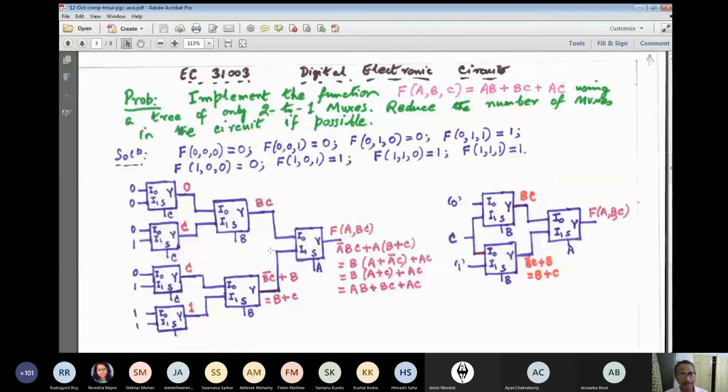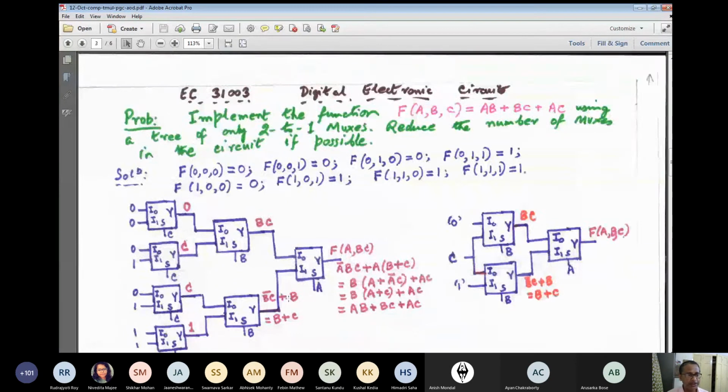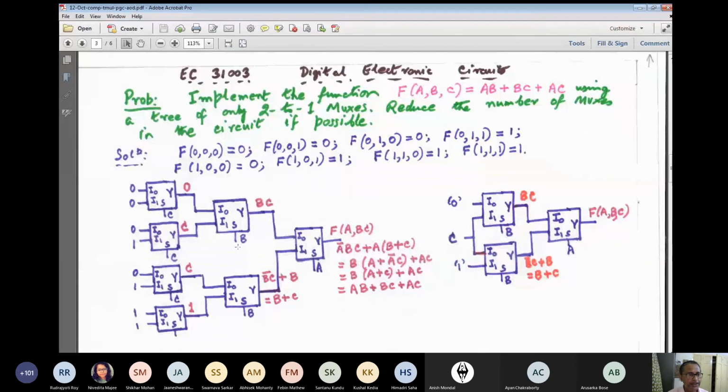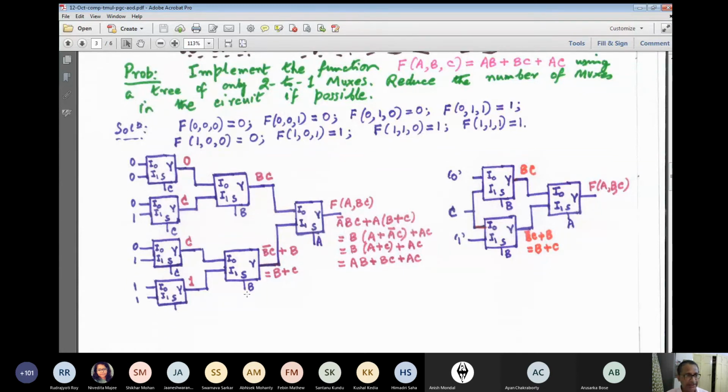And now in the second stage, the select input is x2. So in place of x2, I write B. If B is low, then 0 will come here. If B is high, then C will come. So at this point, I get the expression BC. And here similarly, if B is low, I get C. If B is high, I get 1. So how do I write it? B bar and C, or B. Using the absorption theorem, it will be B or C. And finally, I verify that indeed I get the expression of F(A,B,C) to be AB or BC.